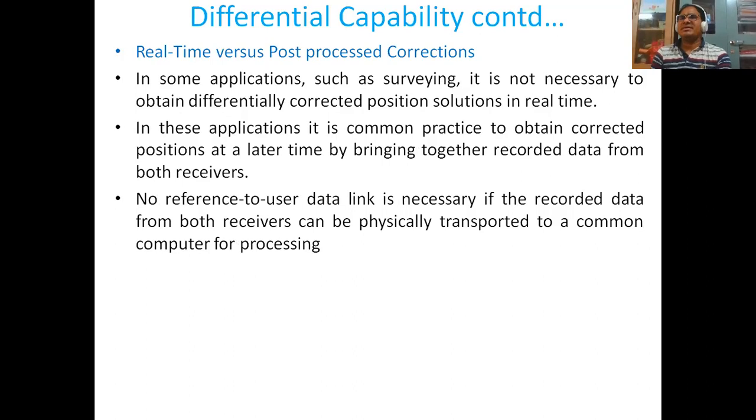So mostly in the surveying technique, the on-time corrections are not done. Of course, they are done after post-processing. So all these things are carried to a master control station, and at the master control station, after collecting, the correction procedure is implemented or applied.